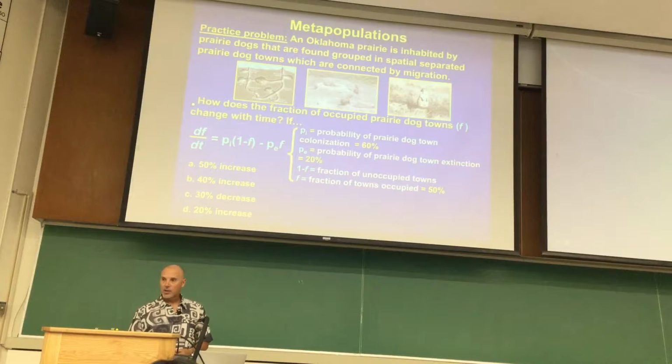at 50%. So based on those values, I want you to get together with your partner, and I want you to tell me, how does the fraction of occupied prairie dog towns change with time? Is it 50% increase, 40% increase, 30% decrease, or 20% decrease? So get together and work that out, please.